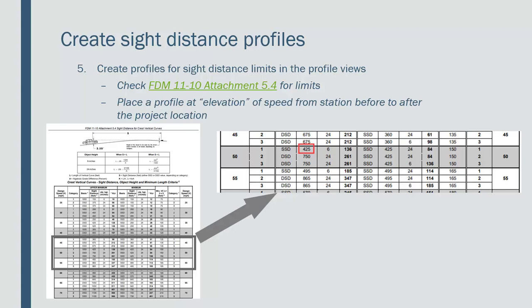We're basically putting an elevation, in quotes, an elevation of the speed from the station. So we're going to put in 425 as our elevation, even though that's actually a distance.